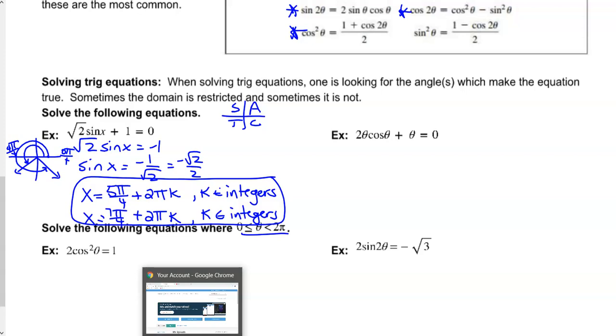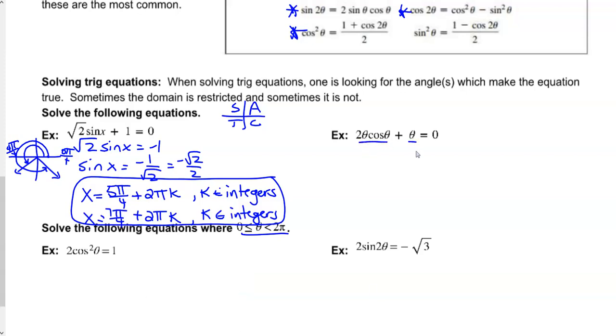2 theta cosine of theta plus theta equals 0, and we need to solve for theta. Well, there's a whole bunch of thetas in there. First, within these two terms, notice that they each have a common theta. This theta here is by itself, and that theta also is. Now, remember, this is all one entity, so you can't separate those.